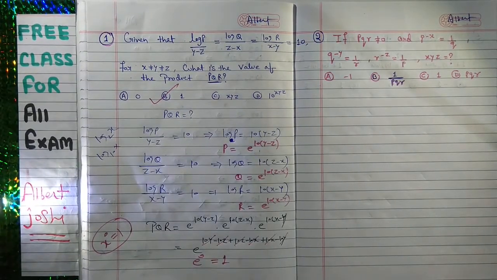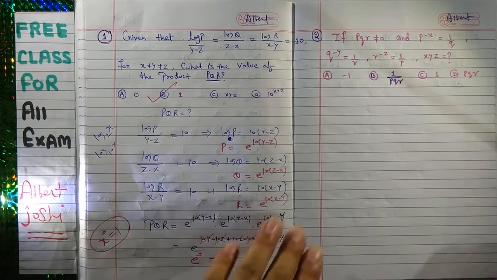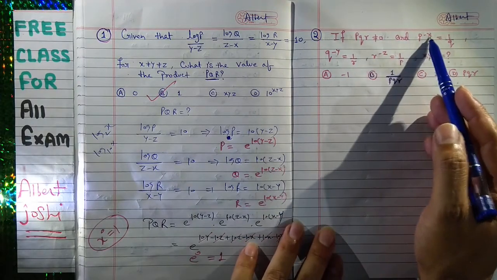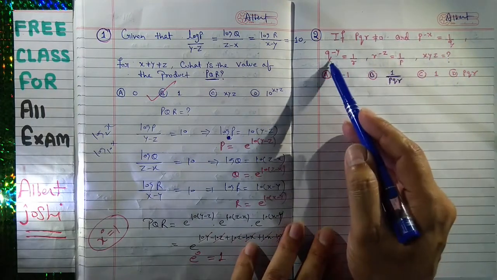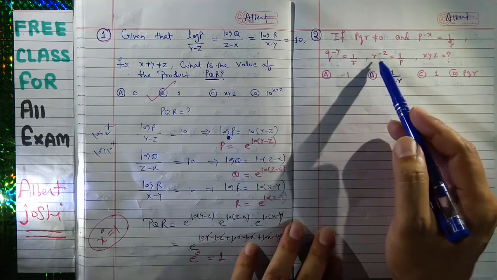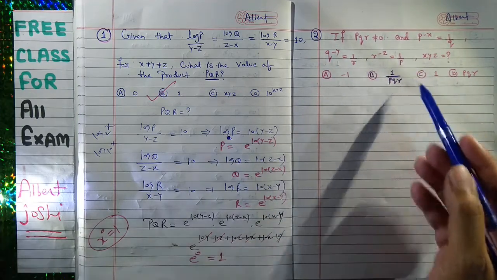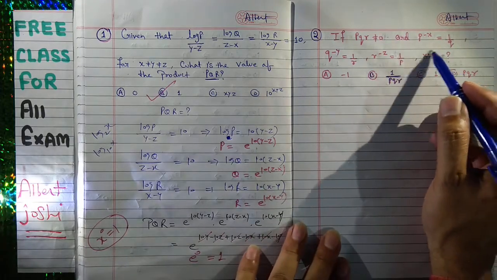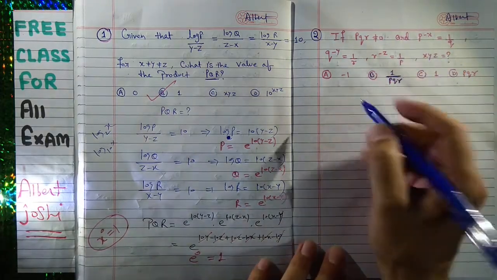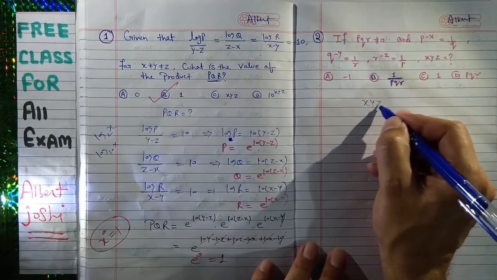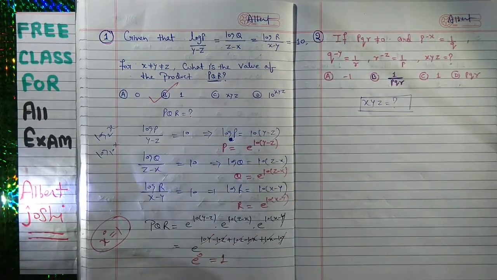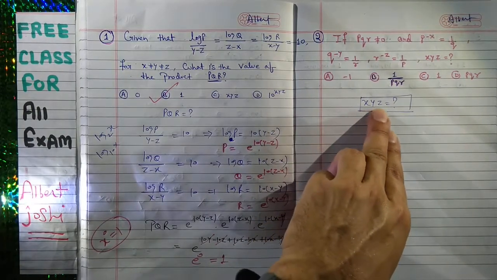So now the second one, your second problem they have asked in your exam. If pqr is not equal to 0 and p to the power minus x is equal to 1 upon q, q to the power minus y is equal to 1 upon r, and r to the power minus z is equal to 1 upon p. Again they have asked to find the value of xyz. So our target is to find the value of x, y and z.